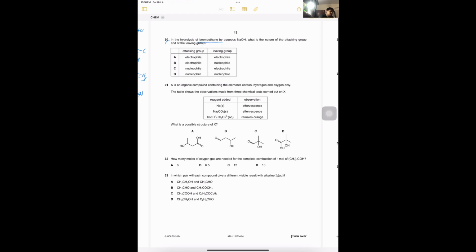In the hydrolysis of bromoethane by aqueous NaOH, what is the nature of the attacking group and the leaving group? So the attacking group is the OH minus and the leaving group is the bromide ion, and both Br minus and OH minus are nucleophiles. This is again from the theoretical knowledge, and the answer should hence be D.